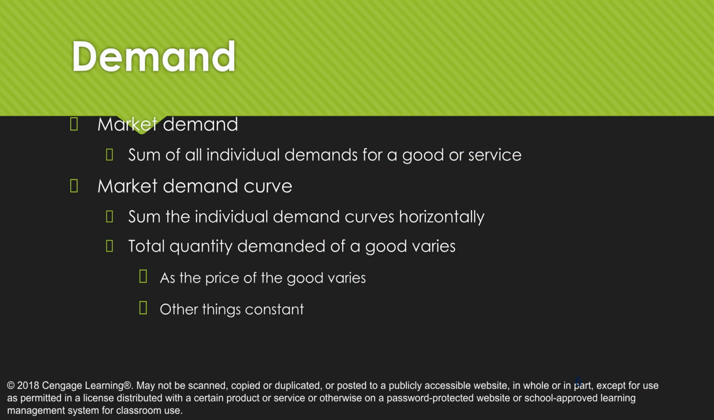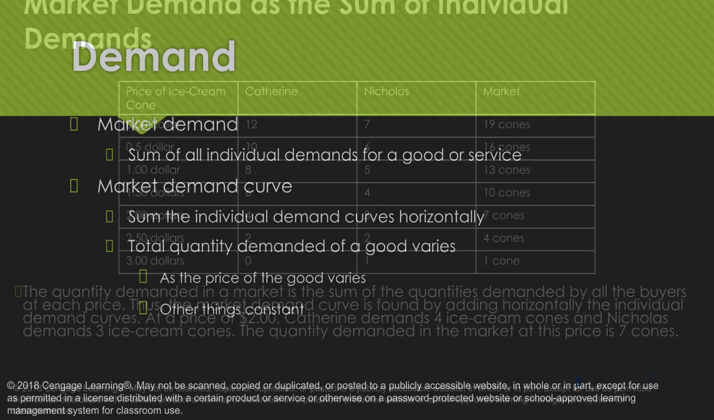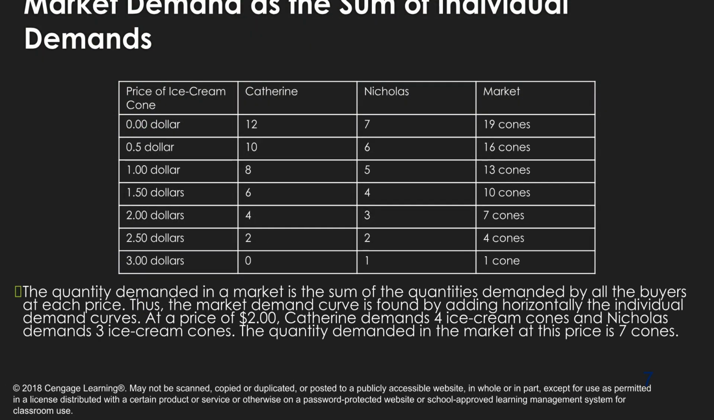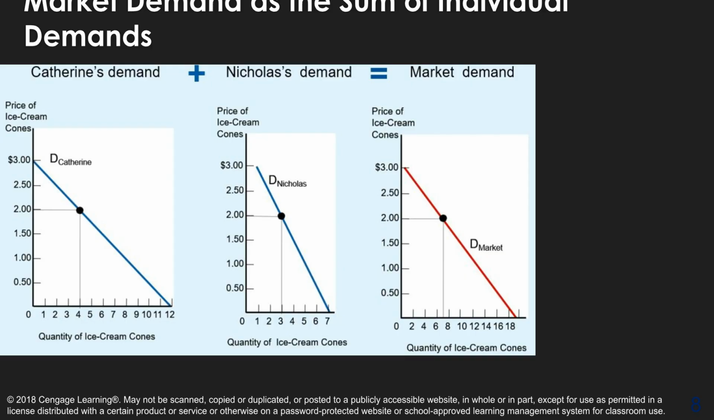To find the market demand curve, we sum the individual demand curves horizontally. This total quantity changes as price varies, assuming other factors remain constant. Here we see how market demand is calculated by summing individual demands. By adding the quantities demanded by Catherine and Nicholas at each price point, we derive the total quantity demanded in the market. This graph illustrates the summation process, adding Catherine's individual demand curve to Nicholas's results in the overall market demand curve, reflecting the total market behavior.